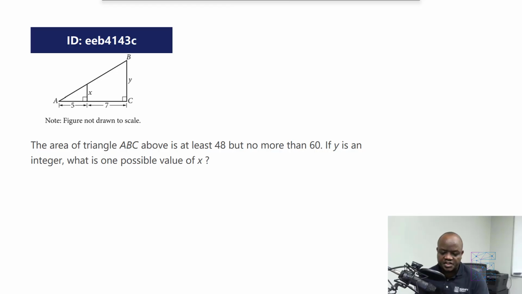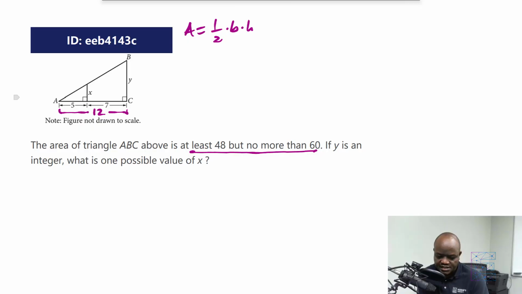So let's start off by using this statement here to set up an equation. The area of this triangle. The area of a triangle, just to remind you, is 1/2 times base times height. This question says the area of this triangle, this would be the base here, which is 12, and the height is over here, which is unknown. But we know that the area has to be at least 48, but no more than 60. Let's set this up this way.